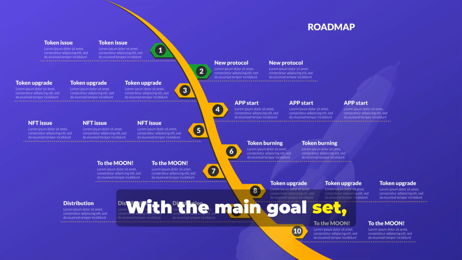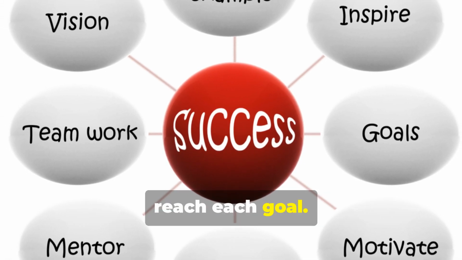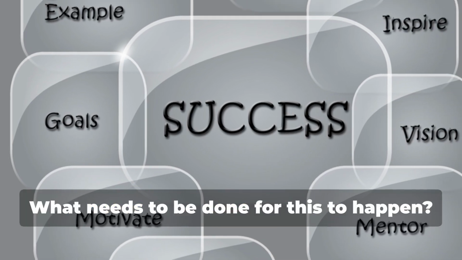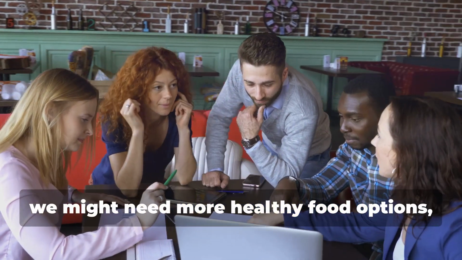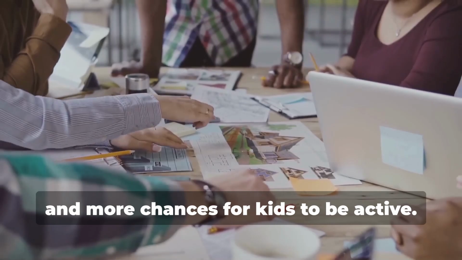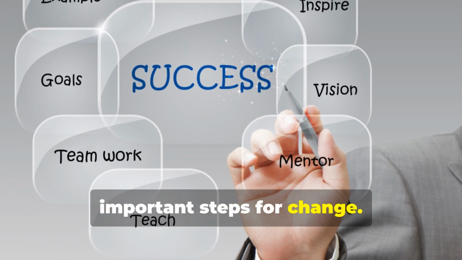With the main goal set, the next step is to plan backwards, figuring out what needs to happen to reach each goal. This is called backwards mapping. We ask what needs to be done for this to happen. For example, to lower childhood obesity, we might need more healthy food options, better nutrition education, and more chances for kids to be active. Backwards mapping helps us see the important steps for change.